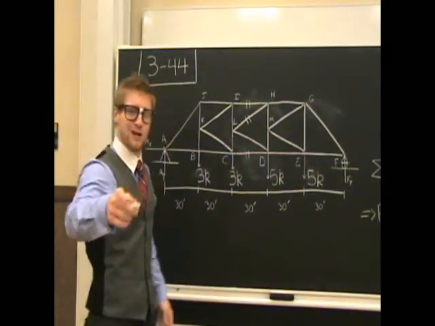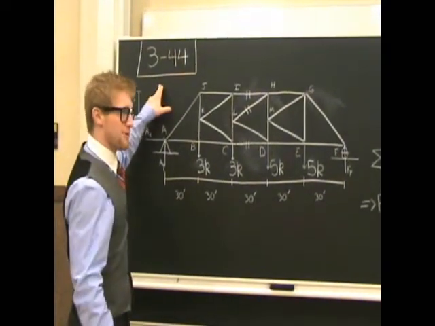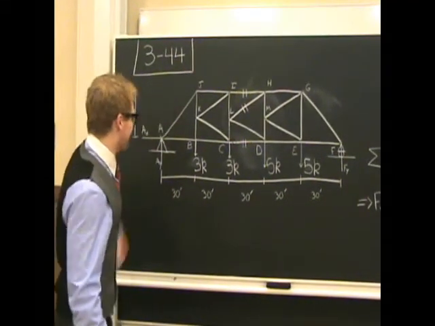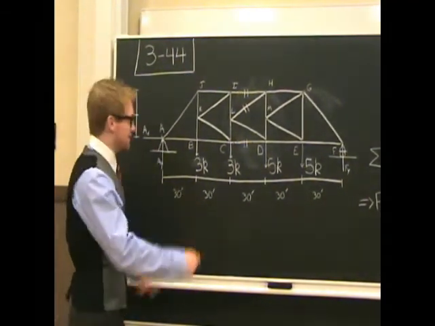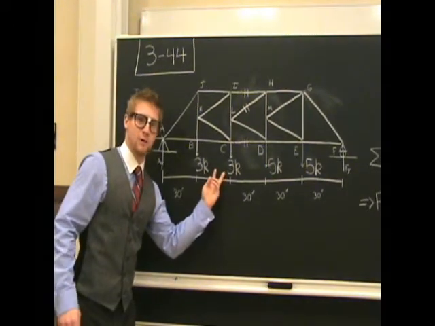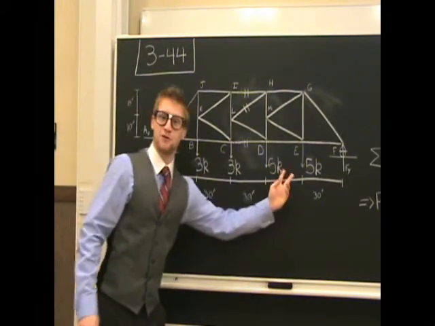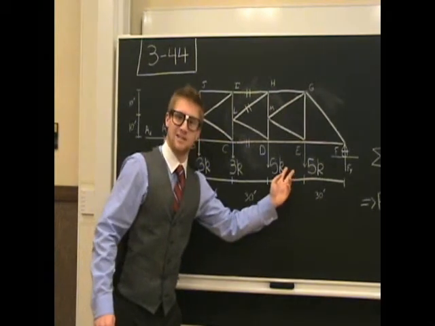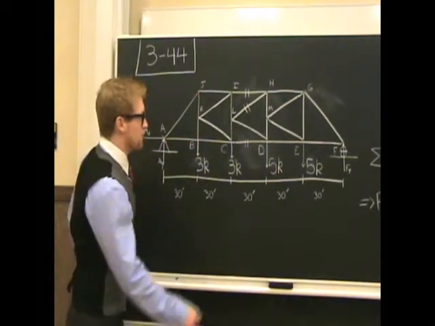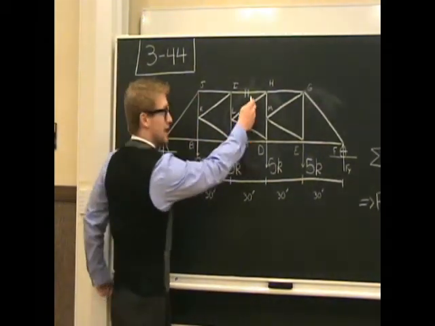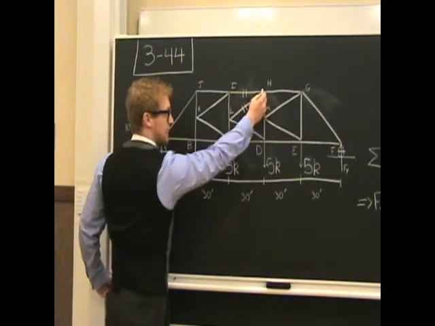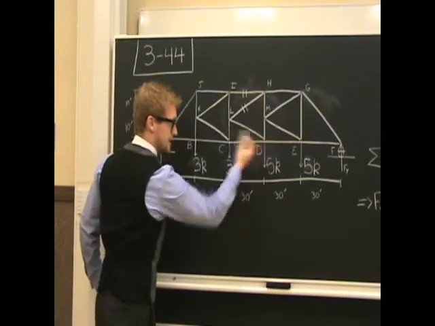For those of you following along at home, we're working on problem 3-44. The problem consists of a K-truss with two 3-kip forces pulling down on the first two nodes and two 5-kip forces pulling down on the second two nodes. We're solving for the internal forces in members HI, HL, and CD.